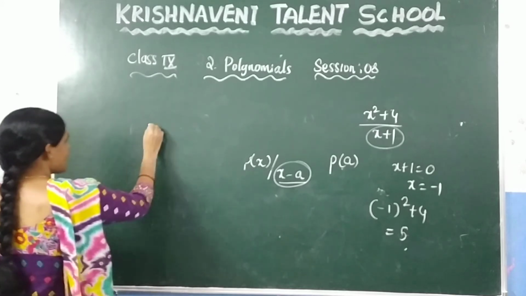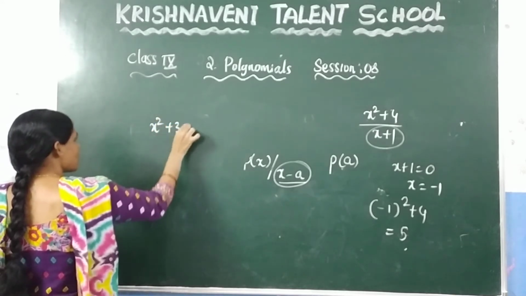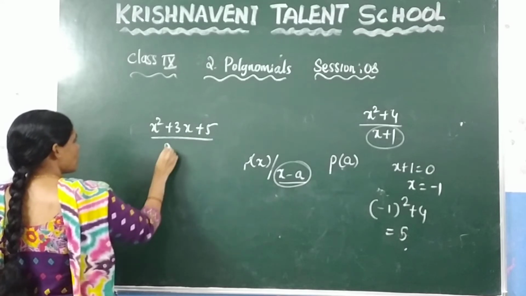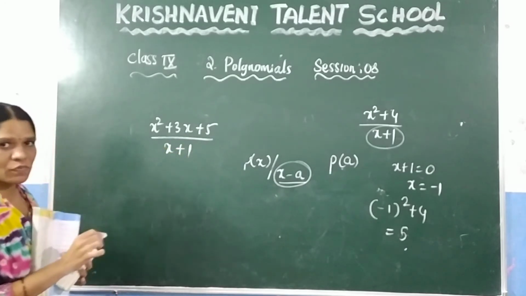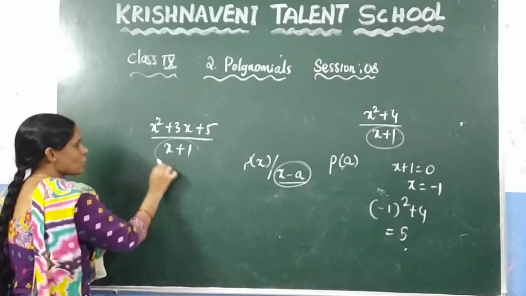Again, consider one more example before going to the exercise. Let us consider x squared plus 3x plus 5. If you are dividing this polynomial by x plus 1, what is the first step? You need to find the zero of the divisor.